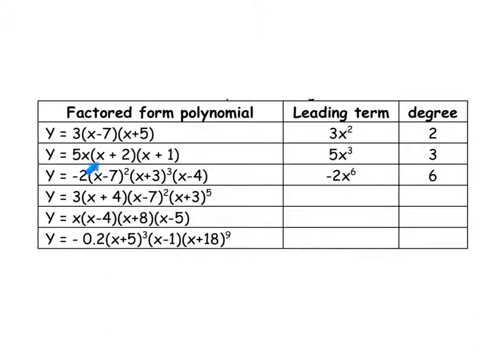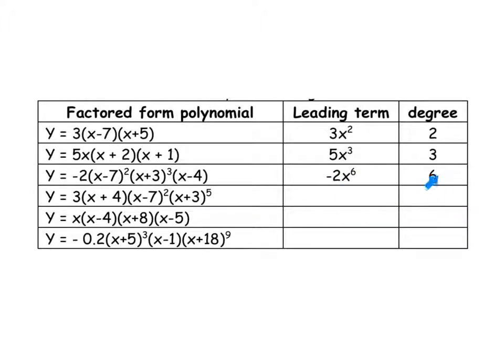Here I have 1x times x again times x again. That's going to give me x to the third with my a value of 5, 5x to the third, degree 3. Here I have x minus 7 squared, which means in that one I'm going to be multiplying x by itself twice. Here I'm going to do that 3 more times and then 1 more time. So 2, 5, 6. So my leading term is going to have a of negative 2, x to the 6th, with a degree 6.